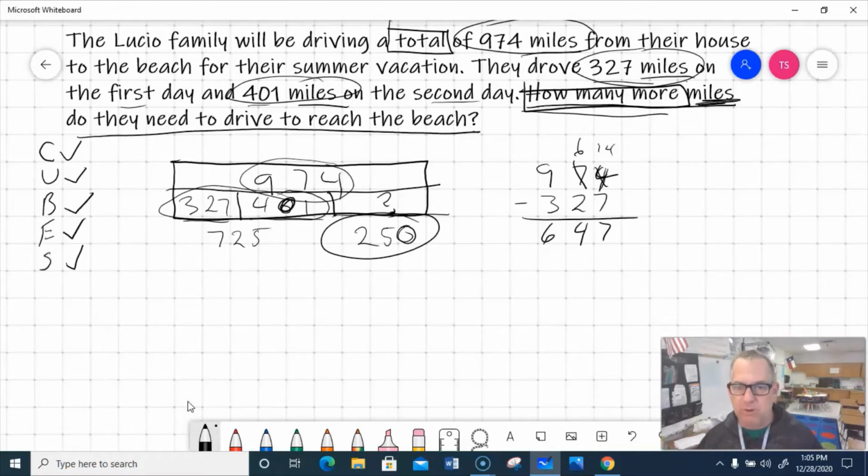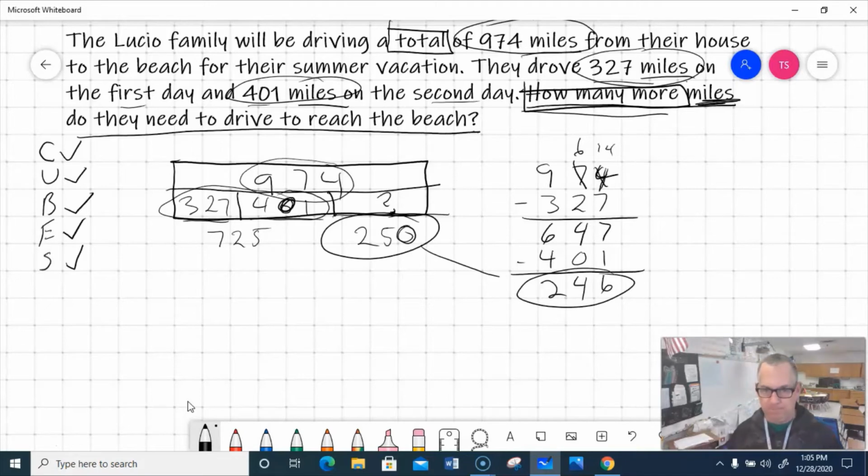So we'll subtract the amount that they drove the second day, which is 401. 1 from 7 is 6. 0 from 4 is 4. And 4 from 6 is 2. So I got 246, and that's really close to 250.